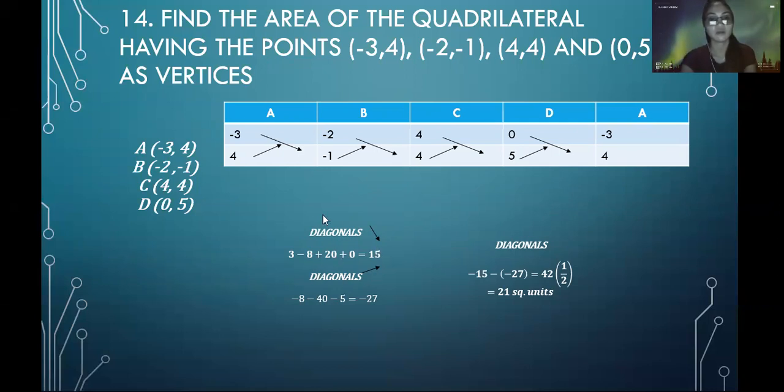So the diagonal going there, 4 times negative 2 is negative 8 here, then equals to negative 40 minus 5, then it equals to negative 27. So the diagonals or the answers for the area of the quadrilateral is equal to 21 square units.